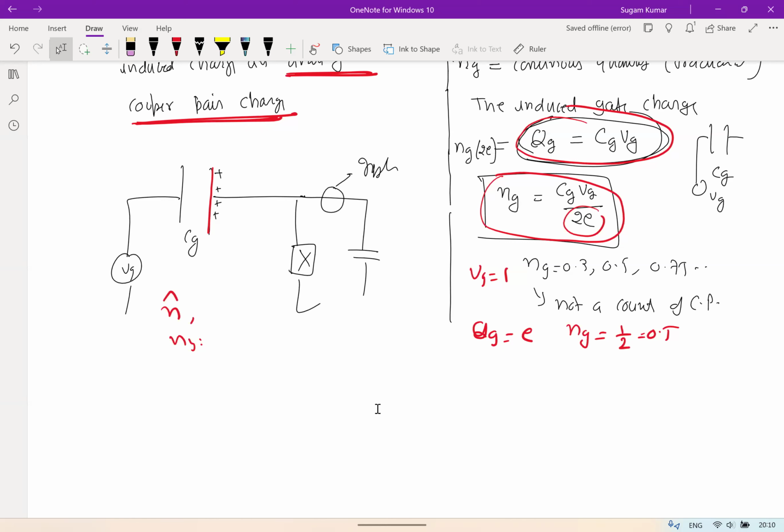Now I can give one analogy to understand. Another way to think about it is a river and a lock gate. Imagine a Cooper pair is like water molecules, and the lock gate, which is stopping the water flow, is like a Josephson junction. And then you have pressure control, that is the gate voltage.